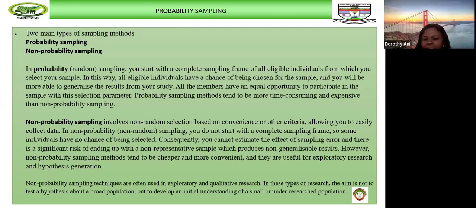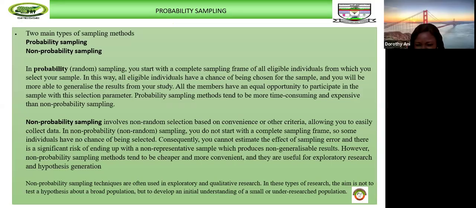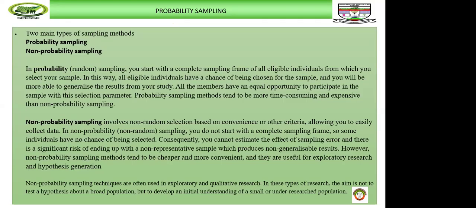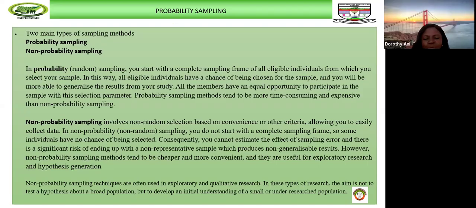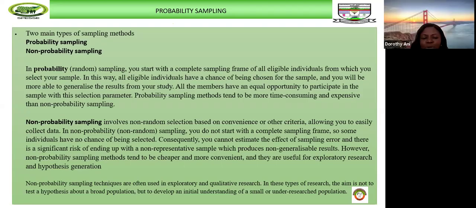So by this, you have already introduced a sampling error into your analysis. And there is a significant risk of ending up with a non-representative sample, which produces non-generalizable results. So by the time you use non-probability, sometimes it may not be proper for you to generalize the result as the result of this population, because you know that you didn't really give everybody equal opportunity to be selected.